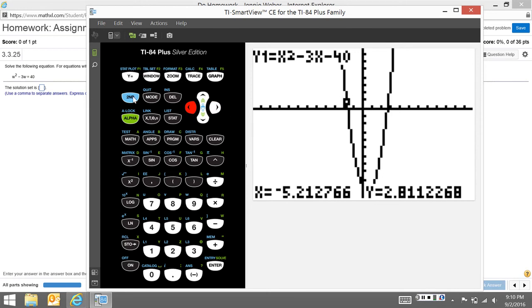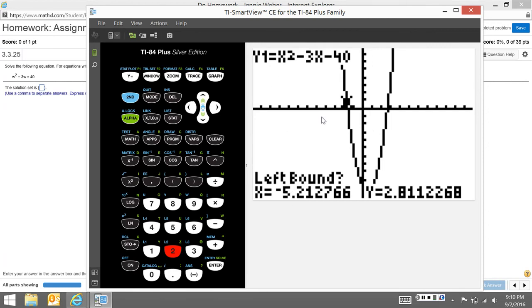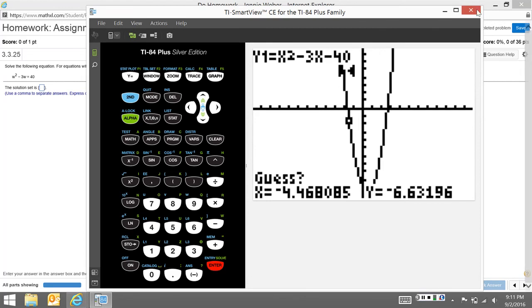So what you can do is you want this calc right here, up here above trace. I'm going to hit second, trace. And I want the 0, so I'm going to hit number 2. And what you're going to do is left bound. That means you're pretty much putting it in the area you want. So you can see right here my trace button. I'm going to go up a little bit. So you can see I'm on one side of the 0, and I'm going to click enter. And then on my right bound, on the other side, I'm going to go down here below my 0 and hit enter.